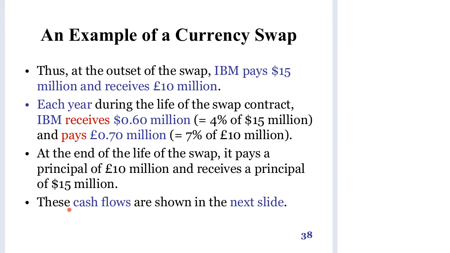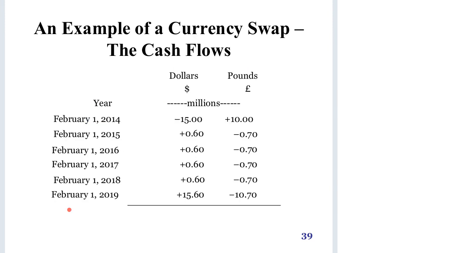At the end of the swap, British Petroleum has to pay. In the context of IBM, IBM pays 10 million sterling, and in return gets $15 million. You could have also looked at it from the British Petroleum side. British Petroleum would pay $15 million and earn 10 million sterling. So these are the cash flows. If you look at the cash flows, for a 5-year deal, this is what they are.